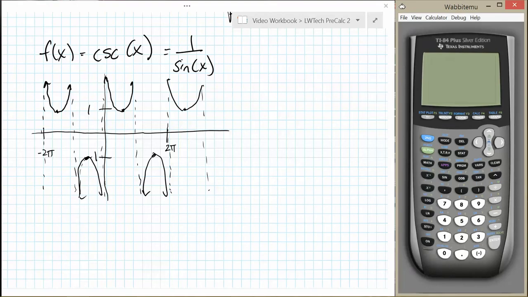Let's check how this looks compared to our calculator. There we go. So let's do 1 over sine of x to get our cosecant. Looks great. What are the defining characteristics then of the cosecant function?